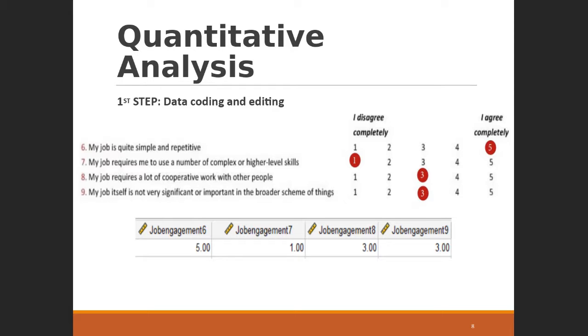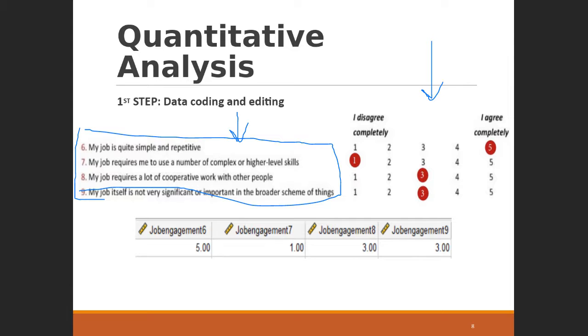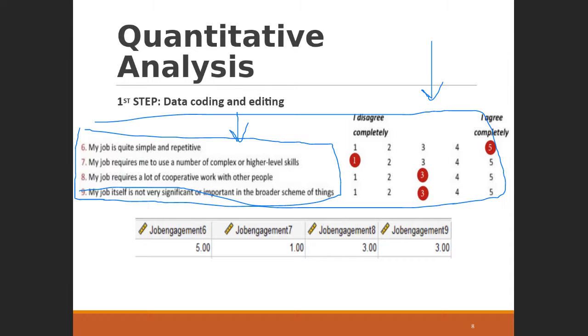So data coding involves assigning a number to the participant responses so that they can be entered into a database. Now I will demonstrate the data coding process next week when we start discussing our software. In your slide, there are 4 questions. These are the 4 questions that are measuring job engagement. First of all, we need to assign codes to these questions, and then we will assign codes to these responses. So basically, this is your questionnaire. Your questionnaire looks like this, right?